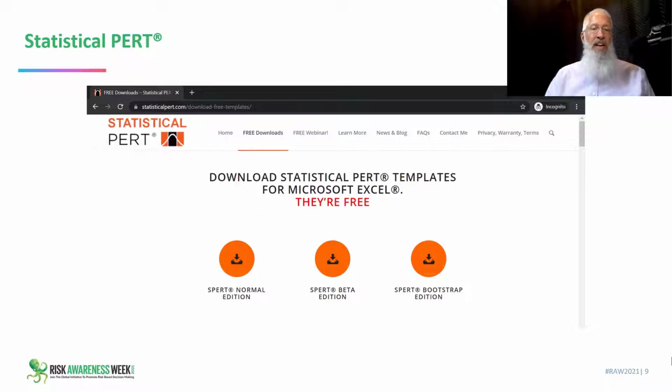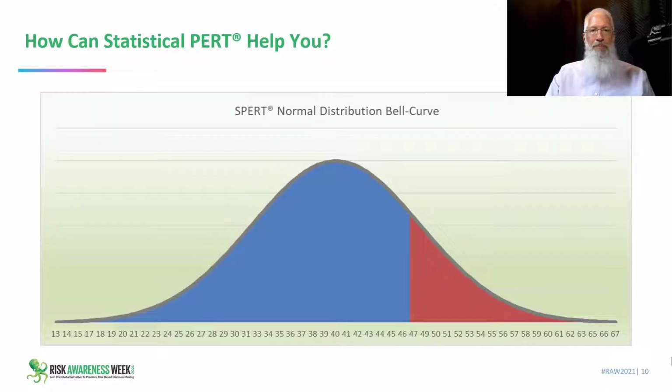Currently, there are 3 editions of Statistical PERT available for download, and I have a 4th one that is in the works. The one that we will look at in this presentation is the middle one, the SPERT Beta Edition, which uses the beta probability distribution to model project uncertainties.